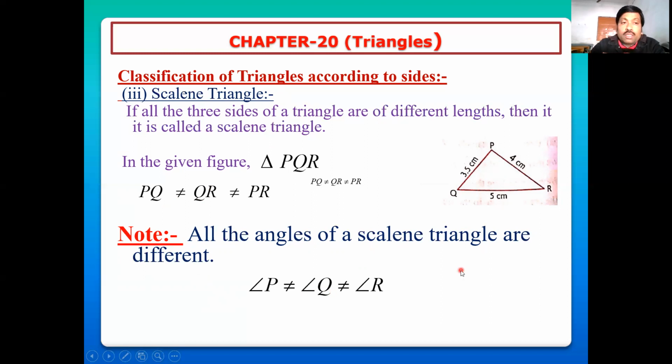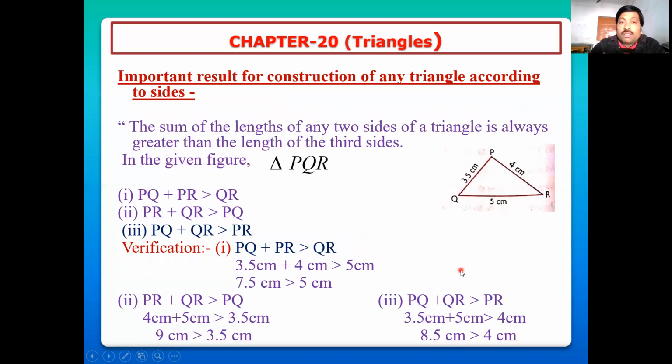Okay, boys. Now, see the important result for the construction of any triangle according to sides. The sum of the lengths of any two sides of a triangle is always greater than the length of the third side. In the given figure, in triangle PQR, there are three possibilities: PQ plus PR should be greater than QR, PR plus QR should be greater than PQ, and PQ plus QR should be greater than PR.